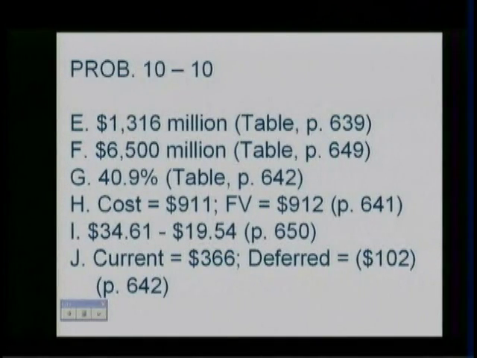And then finally in J, the amount of current deferred taxes incurred from non-U.S. operations. So I had to flip back to 642 to that tax information, and I found the current was $366 million and the deferred was $102 million.